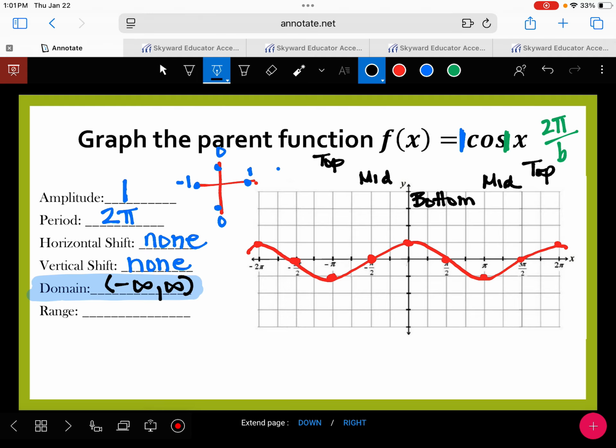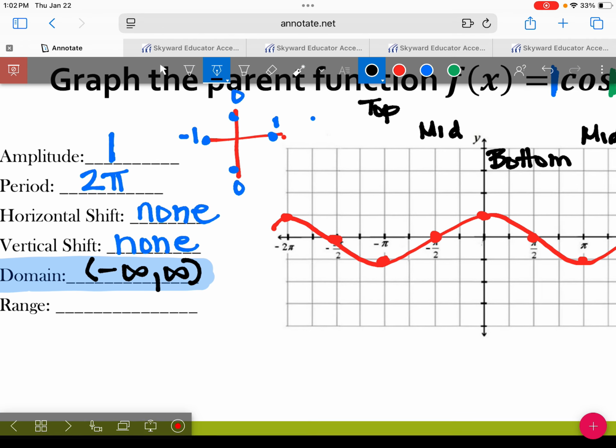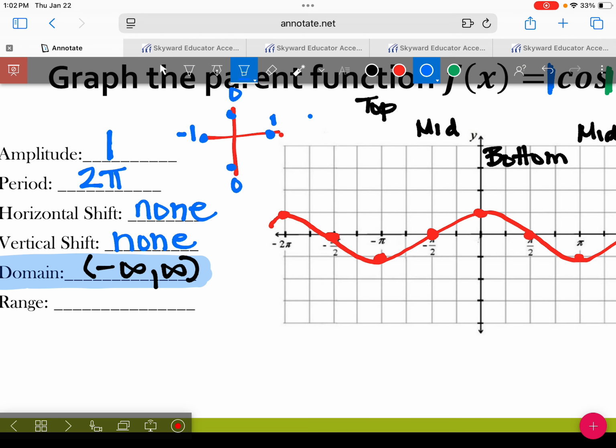All right, now let's talk about range. What's my lowest y value? How low does the wave go? What's the lowest it hits? So bracket, negative 1. And what's the highest? Positive 1 bracket.